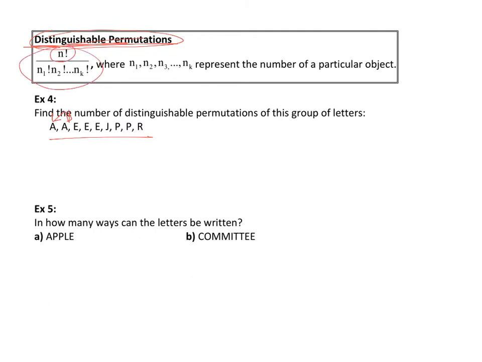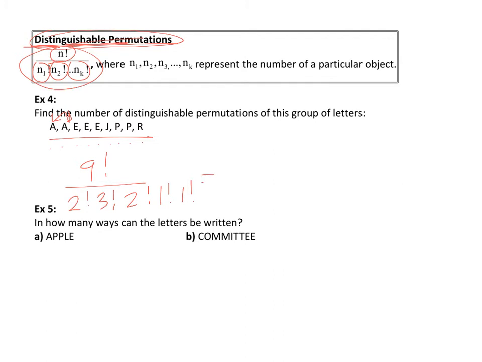The n represents how many elements you have to choose from. I have 1, 2, 3, 4, 5, 6, 7, 8, 9, so 9 elements to choose from. And then all these n's on the bottom represent the amount of each particular letter that you have available. I have 2 A's, so I'm going to write 2 factorial. And then I have 3 E's, so I'm going to write 3 factorial. And then I have 2 P's, so I'm going to write 2 factorial. For the J, we could write 1 factorial, and for the R, we could write 1 factorial, but 1 factorial is 1, so you don't really need that.